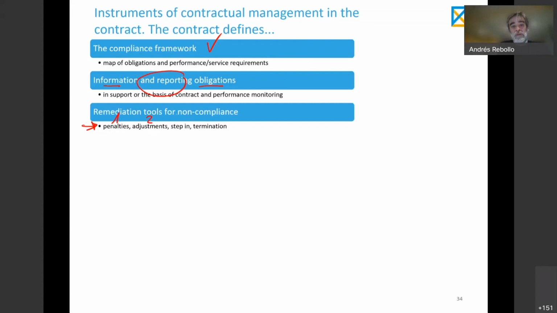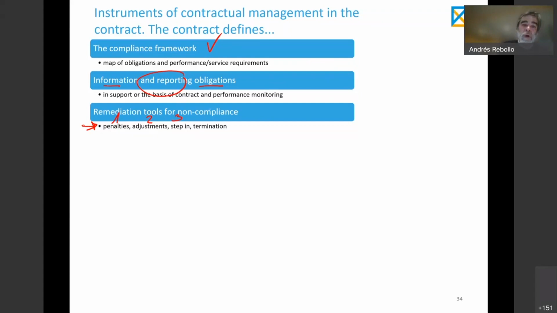We need room, legal room, power, ability, described in the contract, for dealing with a step-in by the procuring authority. I mean, one extreme situation of very poor performance could demand that the procuring authority take the control and directly manage the project during a certain period of time. That is the stepping in, and that should be contemplated in the contract.